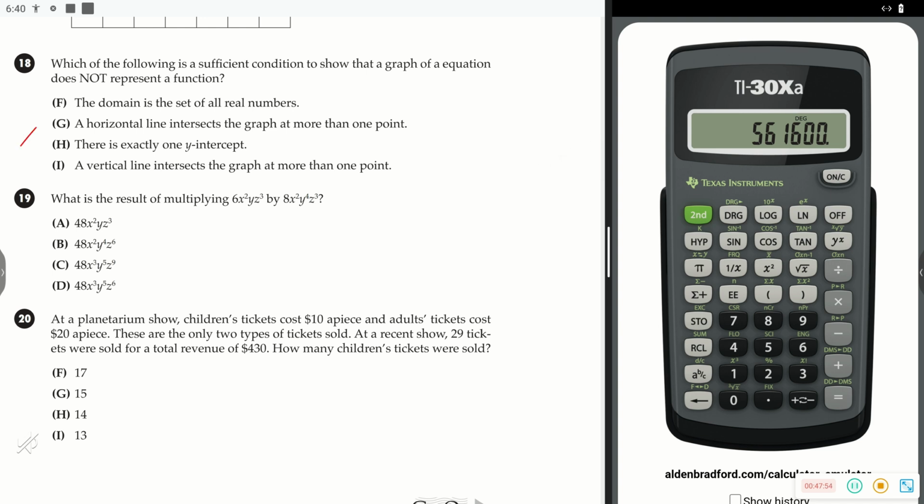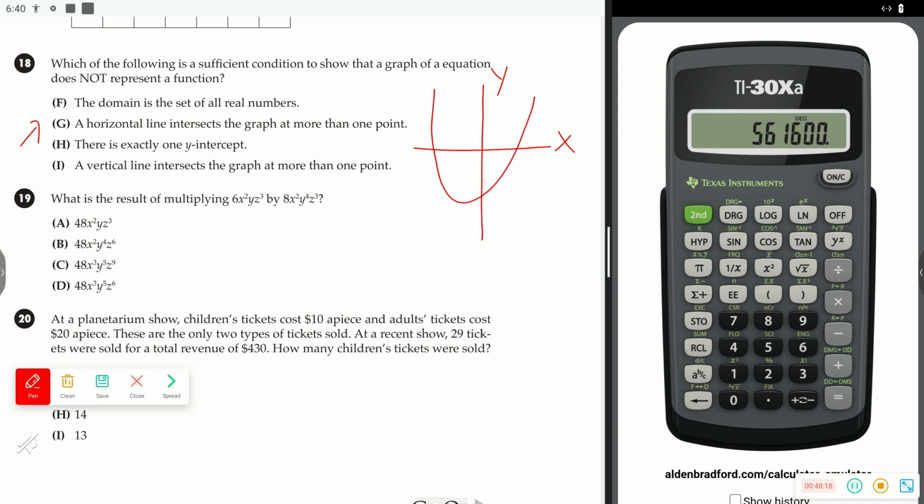Number 18, it says, which of the following is a sufficient condition to show that a graph of equation does not represent a function? So for this, they're asking about whether something is a function or is not a function. To determine whether something's a function, the easiest way to do it is the vertical line test. So if you have your coordinate plane, x and y, if you have a function like this and you draw a vertical line and all of these vertical lines only cross one point, then that's a function.